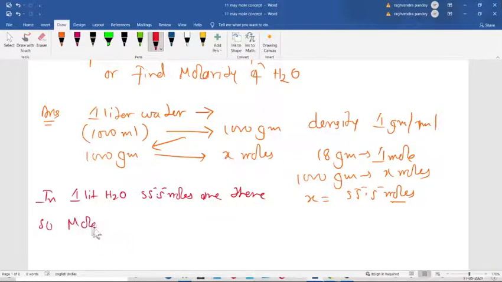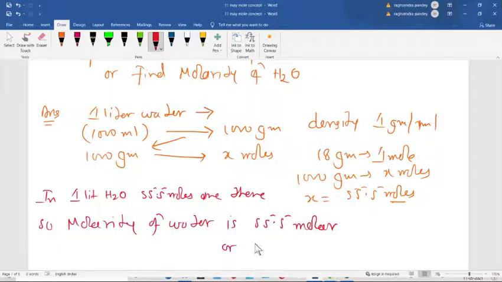So the molarity of water is 55.5 molar. It is written as molar. Whatever the molarity, we just write molar, or we write capital M. Instead of molar, you can just write capital M, so that is also the molarity. Have you understood? The molarity of water is 55.5. That is for pure water.